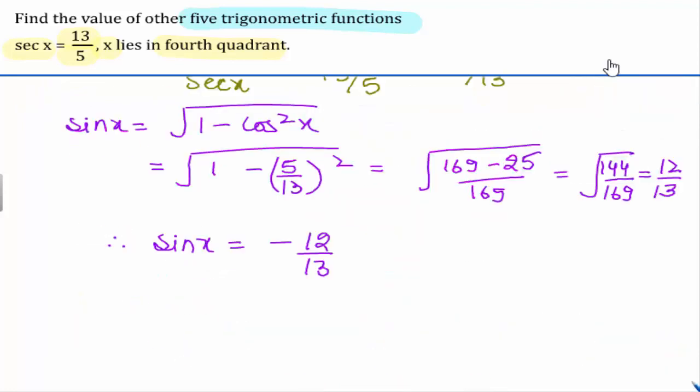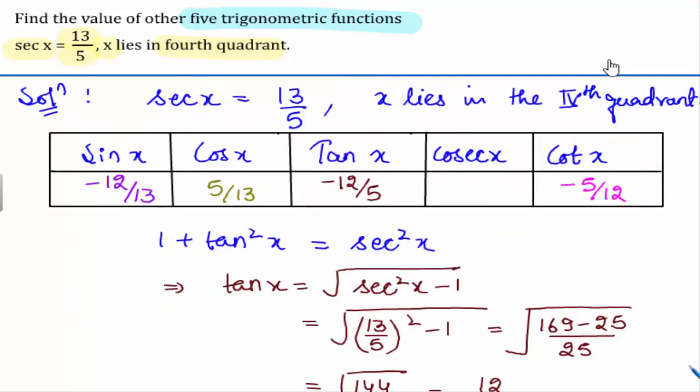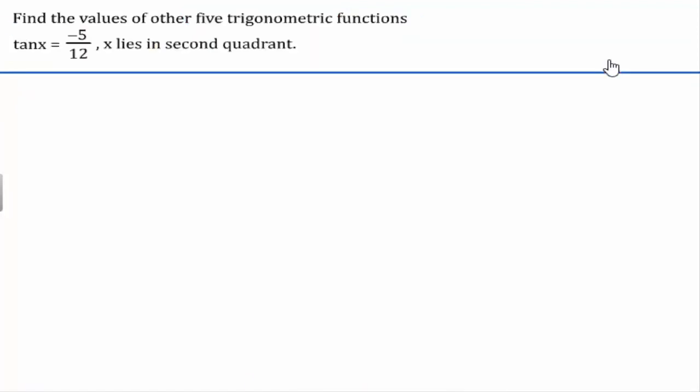Now let us find the last trigonometric function, which is cosec x. Cosec x is the reciprocal of sin x, that is 1 upon minus 12 upon 13. So this is equal to minus 13 upon 12. So here we have minus 13 upon 12. Thus we have found all the 5 trigonometric functions. This completes the solution.